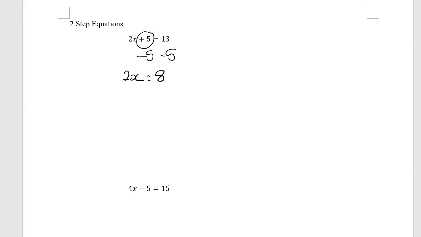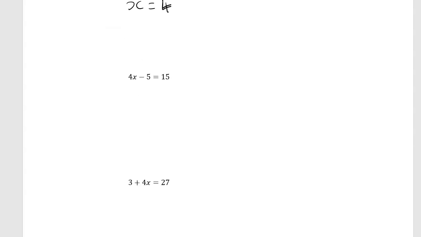All right, now we've done that, we're left with a one-step equation. So again, we're going to look at the 2 and x, like 2x is 2 times x. So we're going to do the opposite of a multiplication, which is a division. So we're going to divide both sides by 2. This one comes out really nice, as 8 divided by 2 is 4.